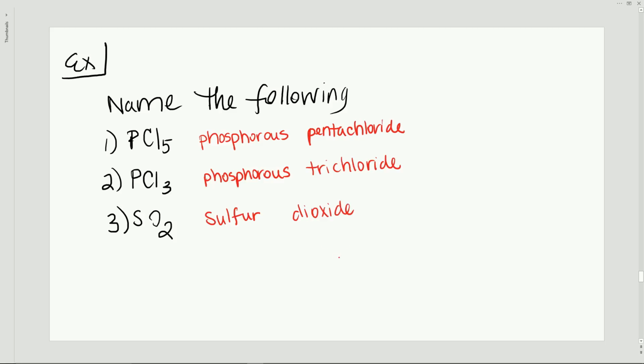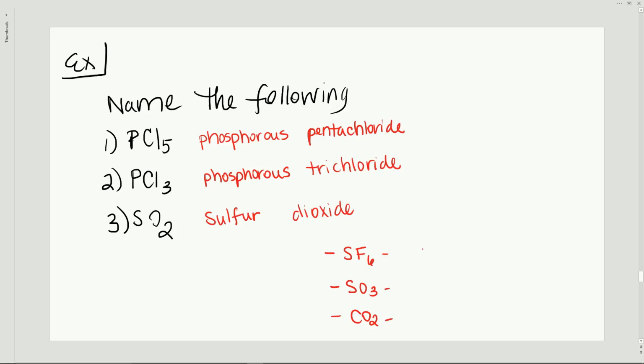So let's look at a few more examples that you guys can practice. You can pause the video, write these down, practice them, and then we will go over them. So the 3 formulas I'm writing down now: SF6, SO3, and CO2. So go ahead and try those, and then we will talk about it.